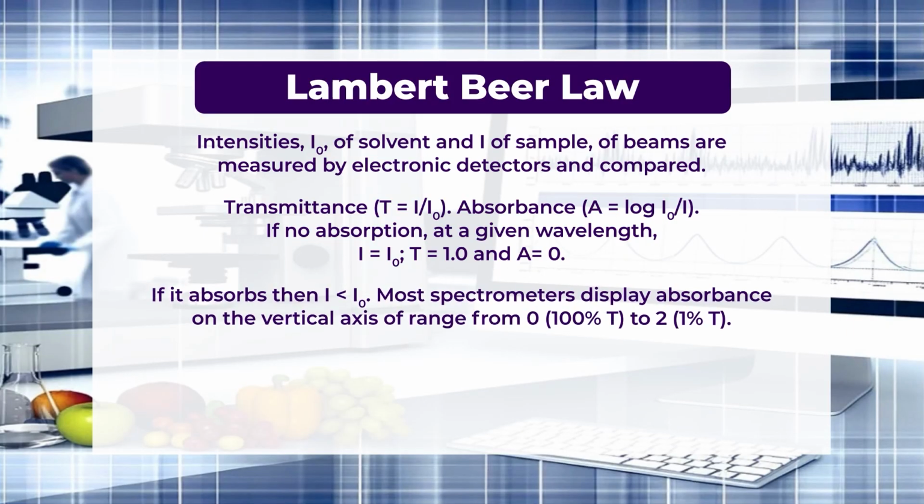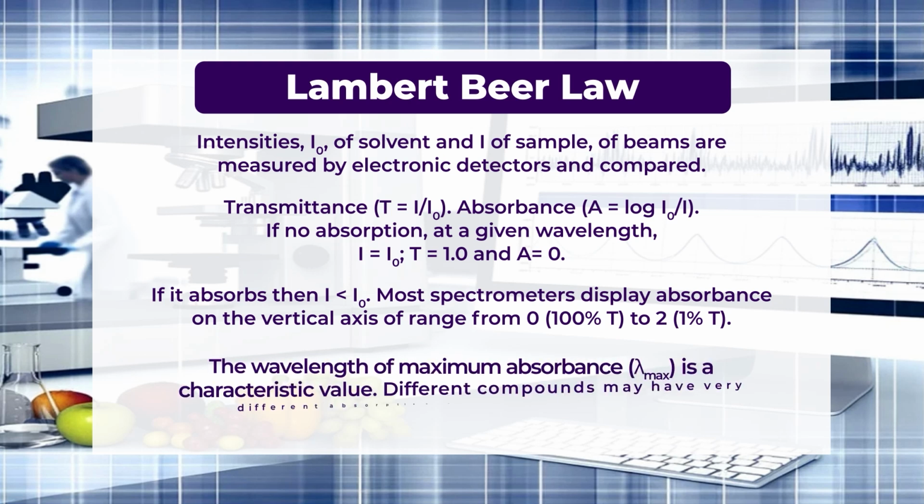But if it absorbs, then the intensity of the sample will be less than the intensity of the solvent, obviously, because some UV light is absorbed by the sample. Most UV visible spectrophotometers have a vertical axis range from 0 to 2 for absorbance. The minimum is 0 and the maximum is 2. At 0, transmittance is 100%, and at an absorbance of 2, the transmittance is 1%.